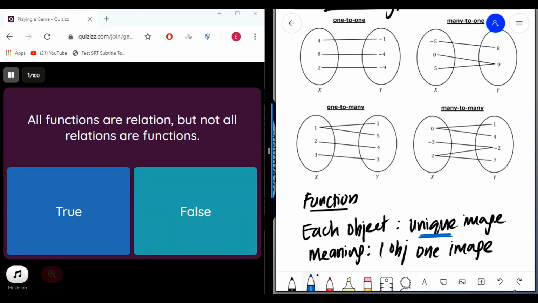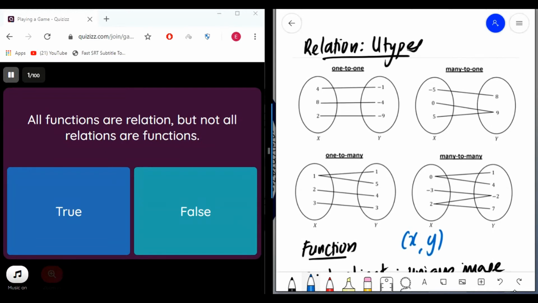So when we plot them in a graph, we can write them in ordered pairs (x, y). Then we look at these 4 types of relation that we have. For one-to-one, yes, we can write (4, -1). We can also write (-4, 2), (-9...). No problem. It should be a function. Then for many-to-one, we can write (-5...), (0, 9), (5, 9). No problem. Should be a function.